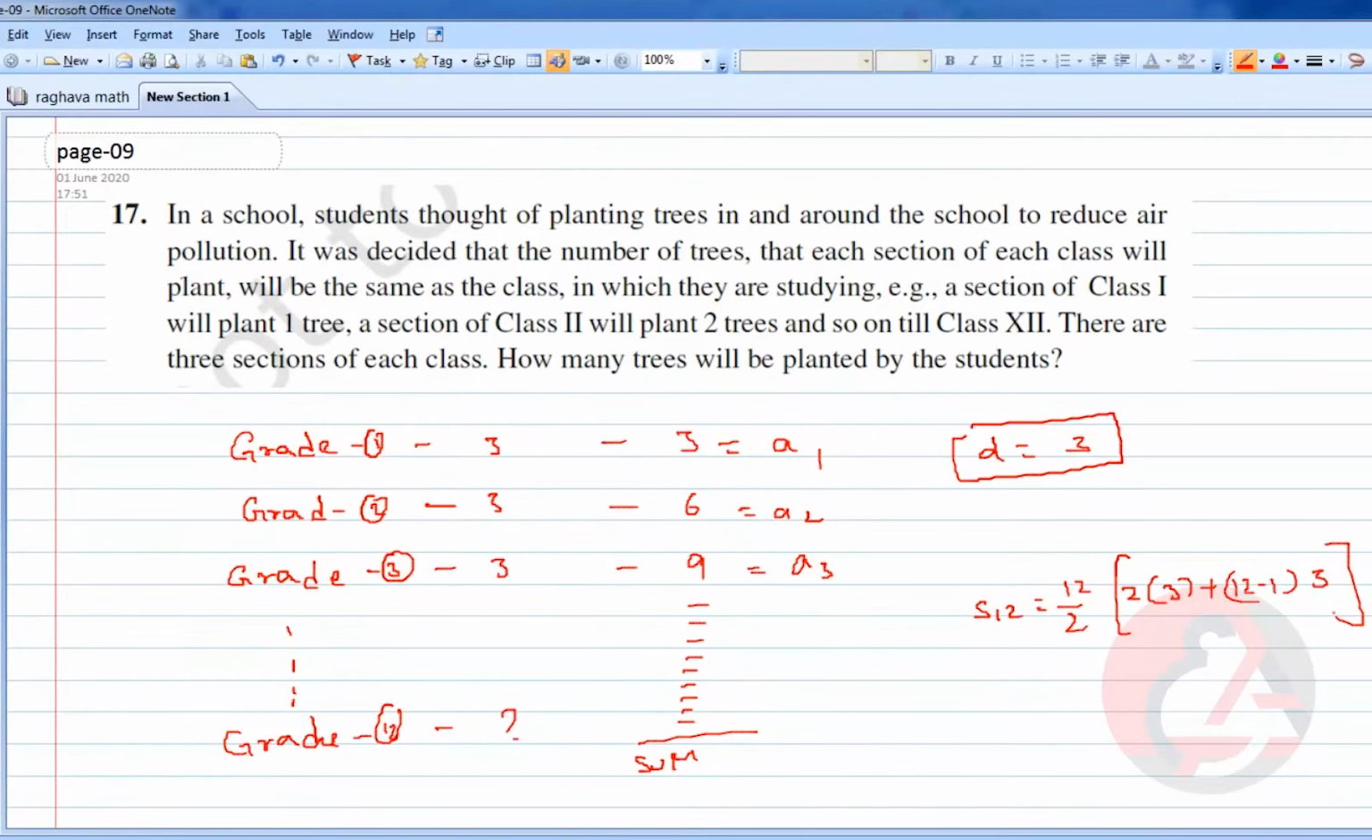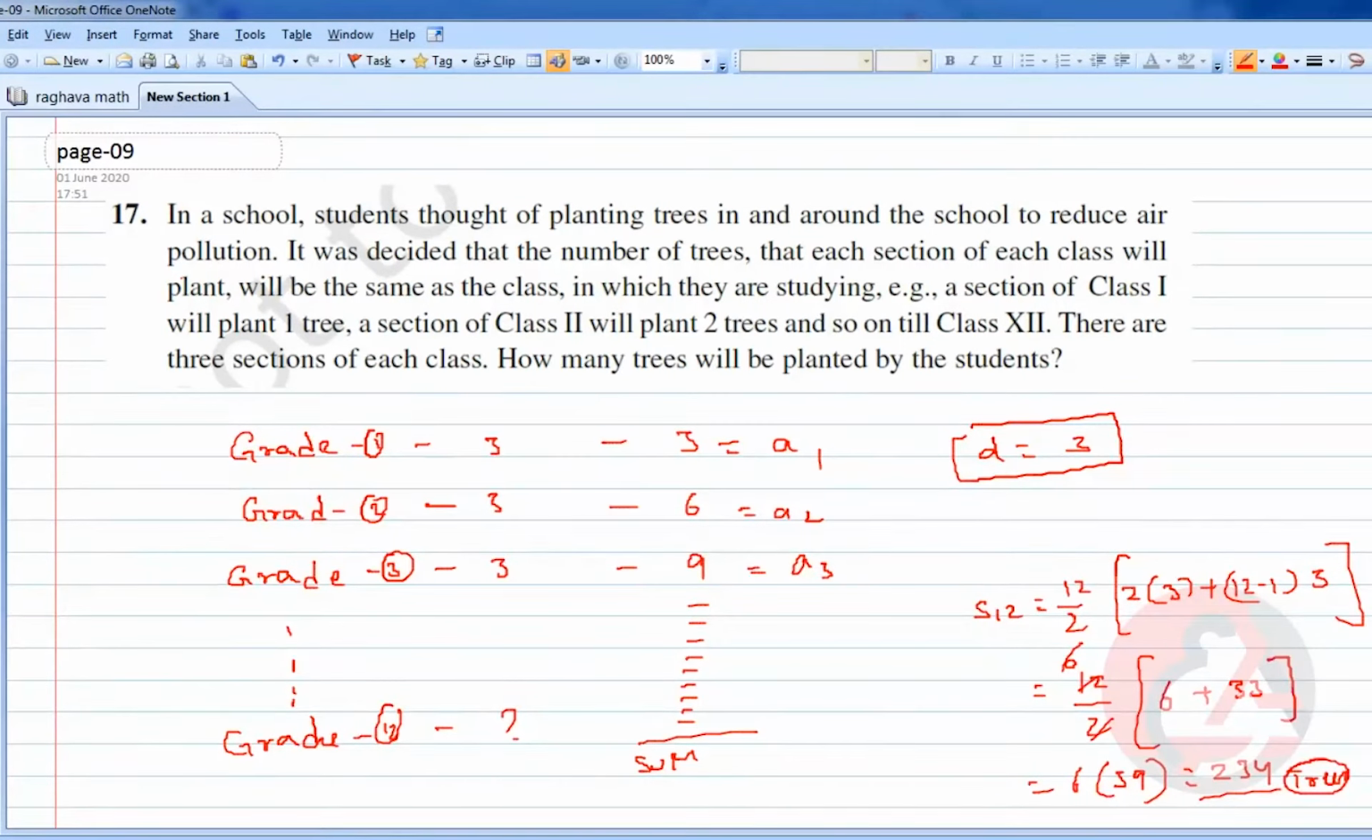Sir, the answer is 234. Yes, 234 plants will be planted by the students overall in the school, like 2 threes are 6 plus 11 into 3 is 33. This will be 6 times, so 6 into 39. 234 trees.